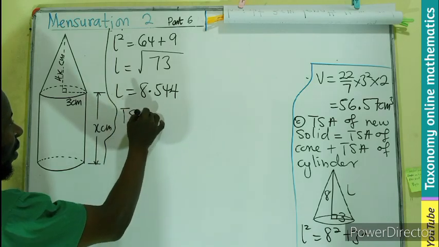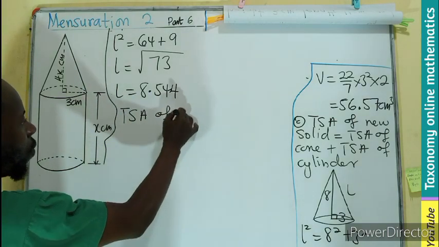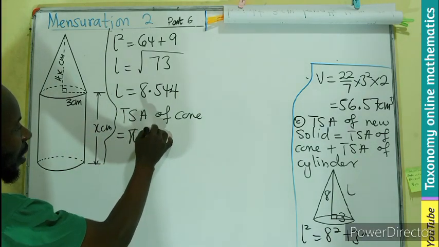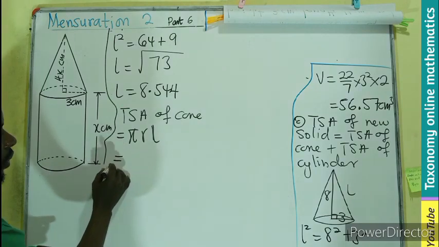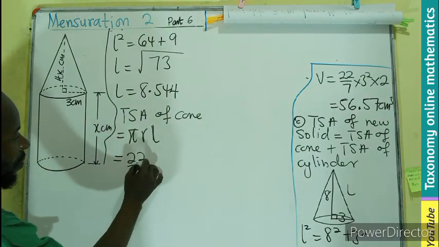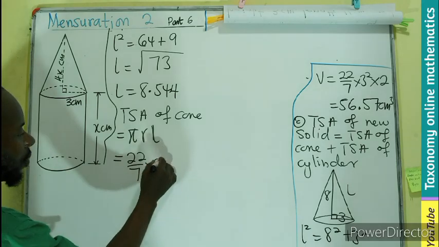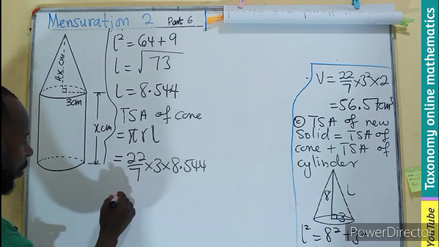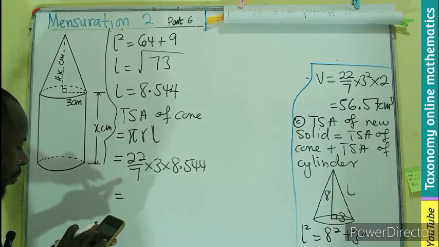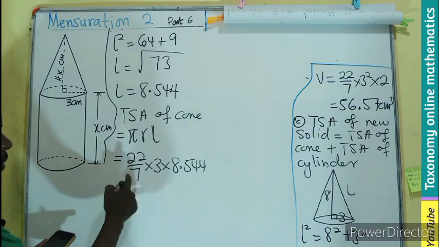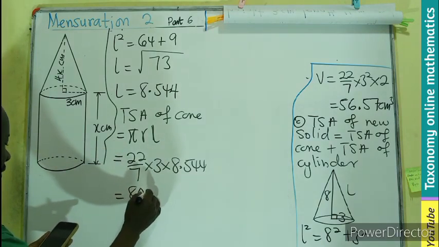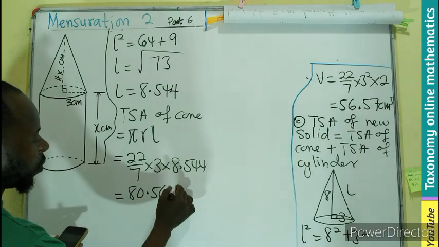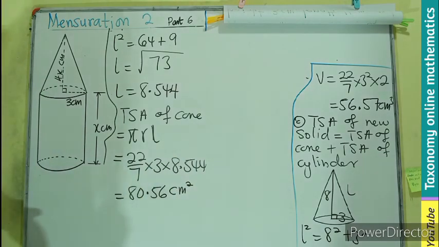So total surface area of the cone is equal to pi r L. Per your substitution, you have 22 on 7. r is still the radius. Then you have your 8.544. Let's see what that will be. And here we are going to have 80.56. What are we looking for? Surface area, so centimeter squared.